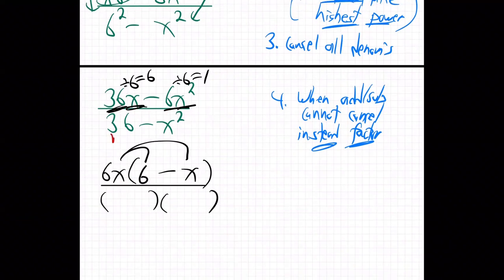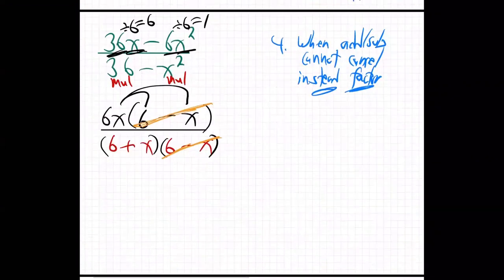And then on the bottom, we're going to do multiply, because they have nothing in common. 36 and x squared have nothing in common. We're going to do the multiply. 6 is in the front, x is in the back, right? 1 plus 1 minus, because 6 times 6 is 36, and x times x is x squared. You got to have a positive and a negative to make negative x squared. Now we can cancel. What can we cancel? This and this, right?